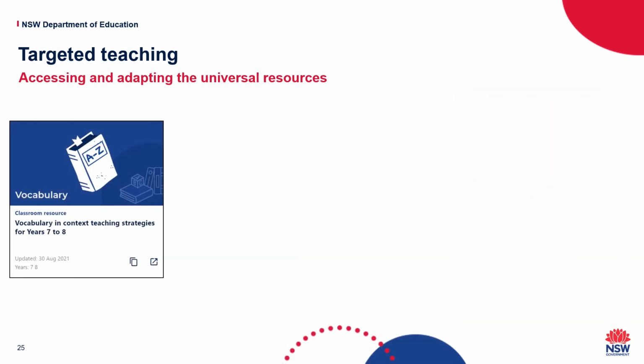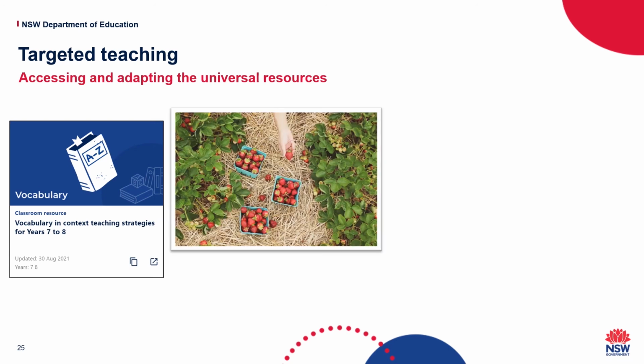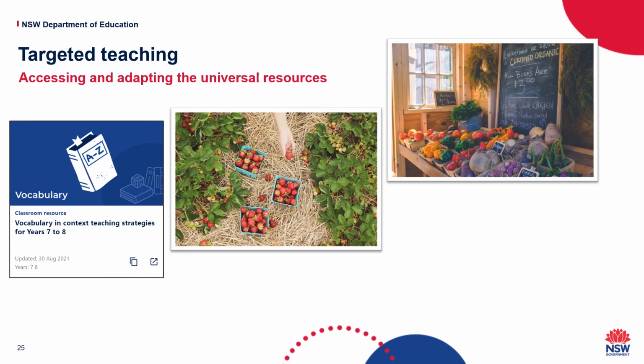Next, Jacob draws on a strategy from the Vocabulary in Context Teaching Strategies for Years 7 to 8 document from the Resource Hub to support his observations of student vocabulary development in this context, linking words to images. He provides the class with a range of images relevant to the topic.